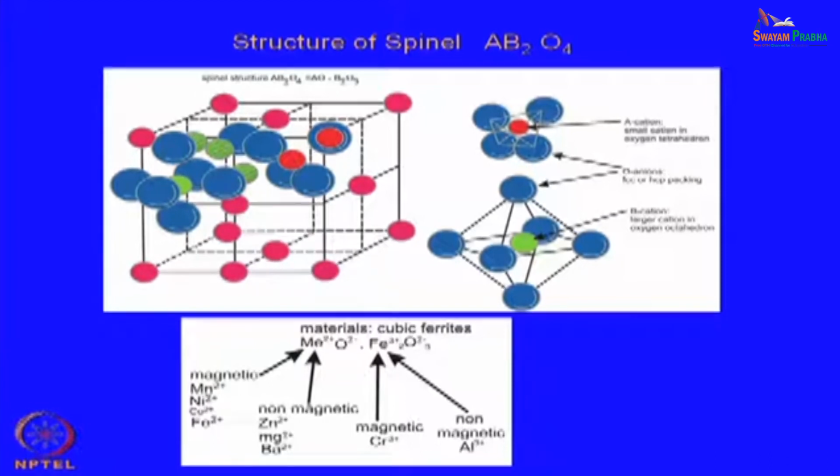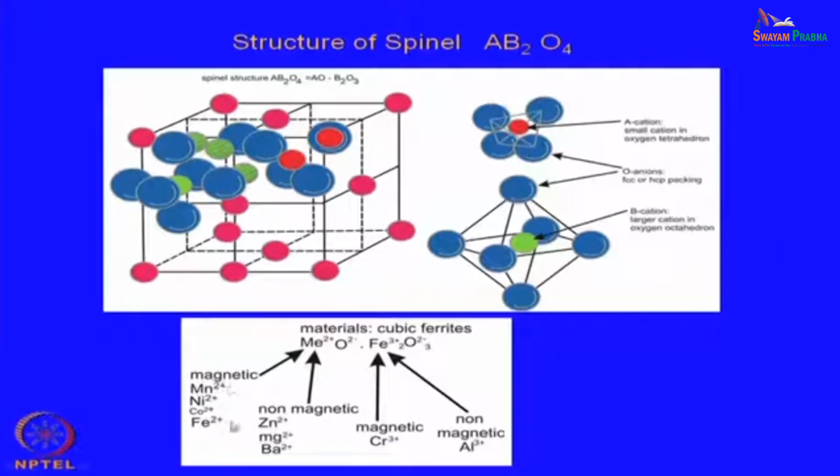You will find, when the B cation is iron, and iron can have two different valence states, okay. One is 2 plus, another is 3 plus. Iron, of course, in this case will be 3 plus, in Fe2O3. So whenever Fe2O3 is there, then that spinel structure will have an inverse spinel structure.